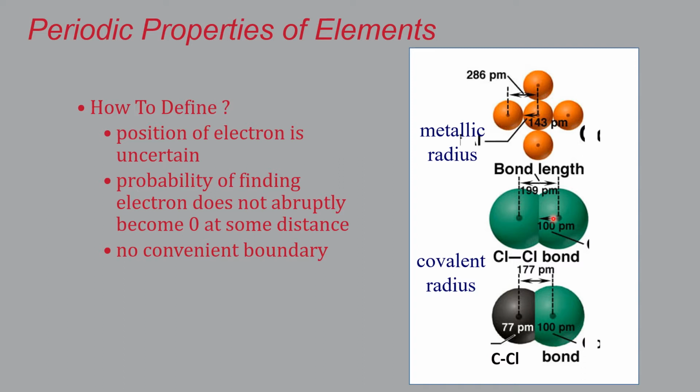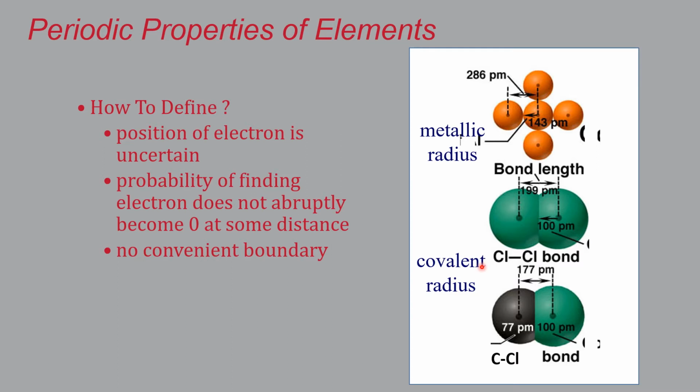Or if you define one, you can define another. So for example, for a carbon-chlorine bond in some particular compound, we could assume 100 picometers for the chlorine. If the total distance is 177 picometers, that means that you would say that the radius of the carbon atom in this bond is 77 picometers. And what you could do is play this game for a whole bunch of different compounds and get an average size for chlorine or an average size for carbon.